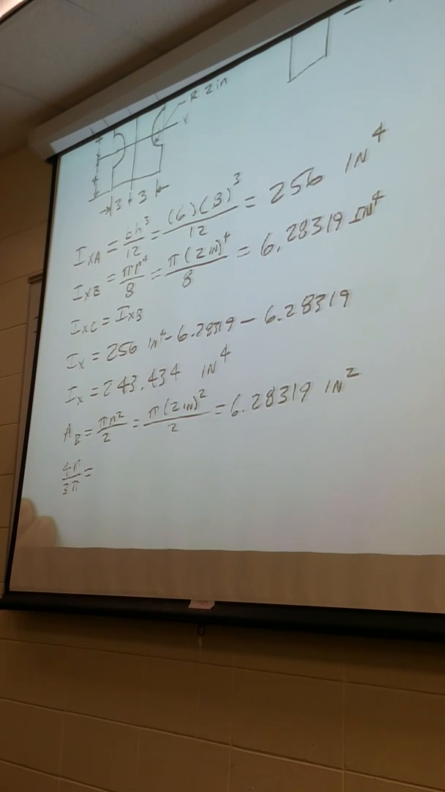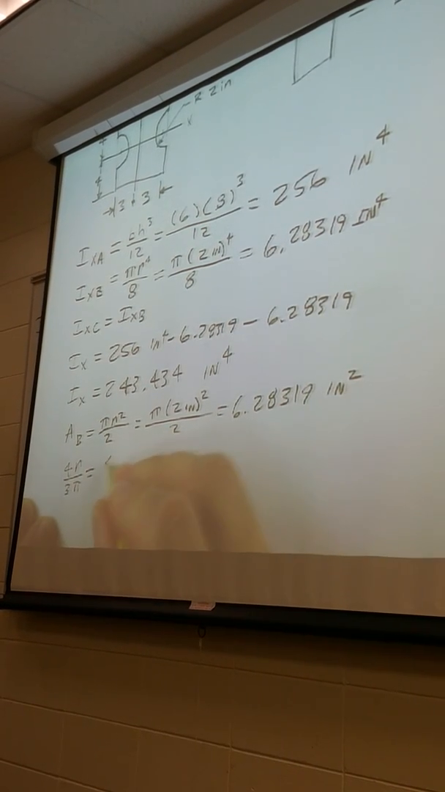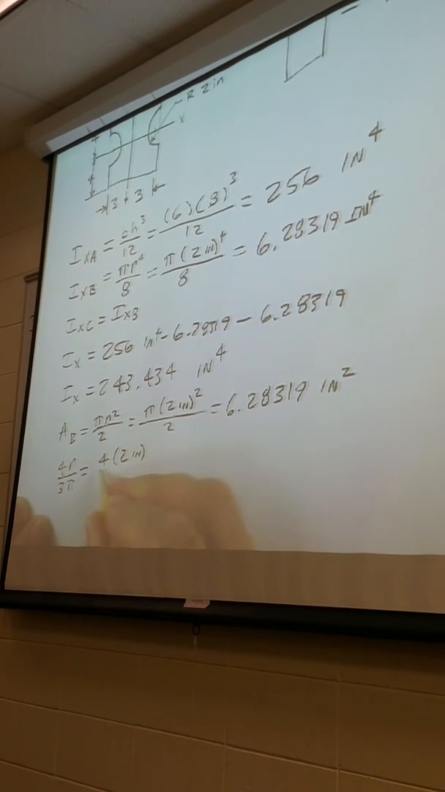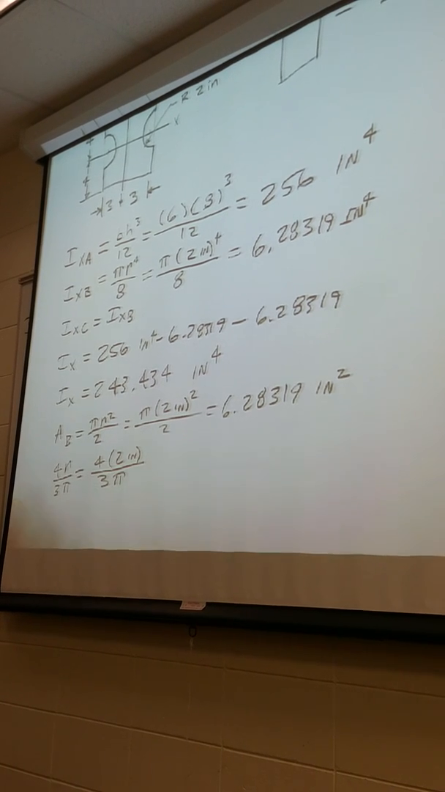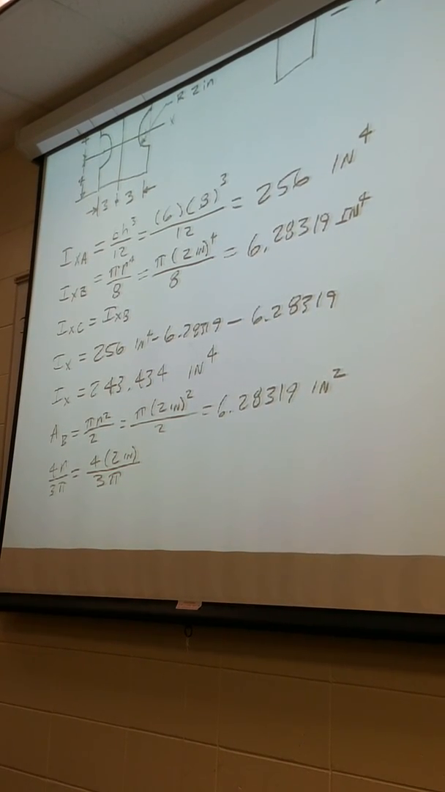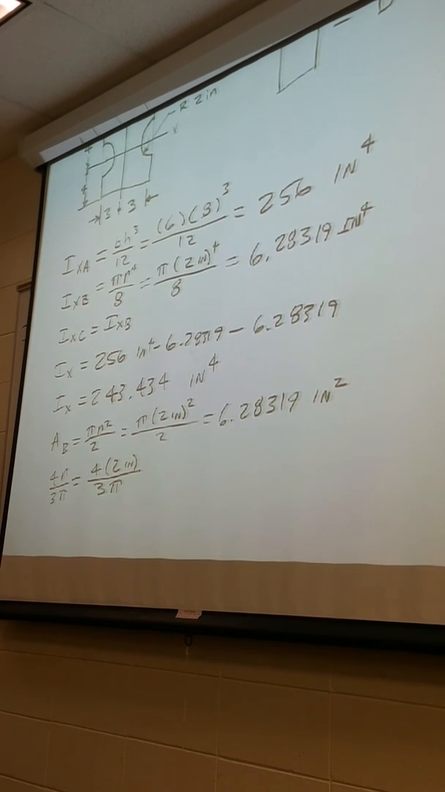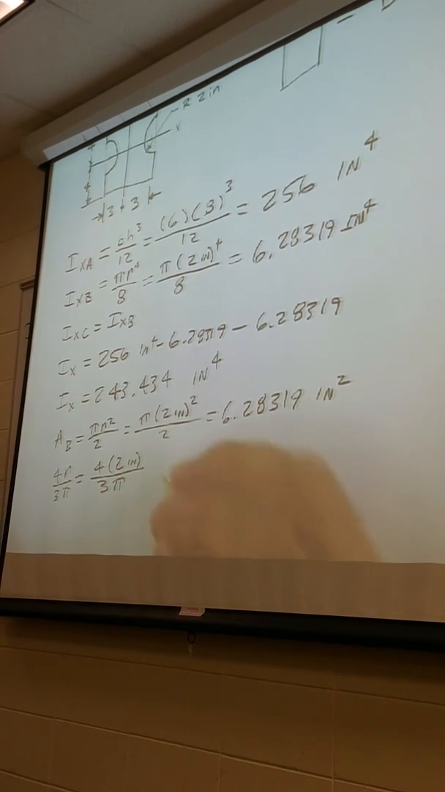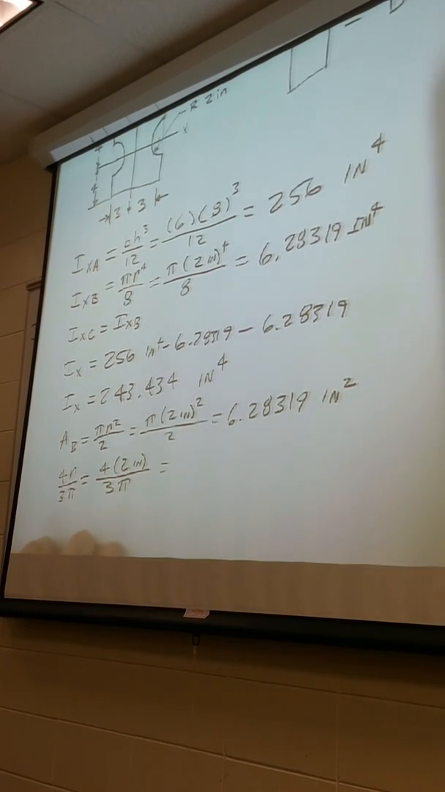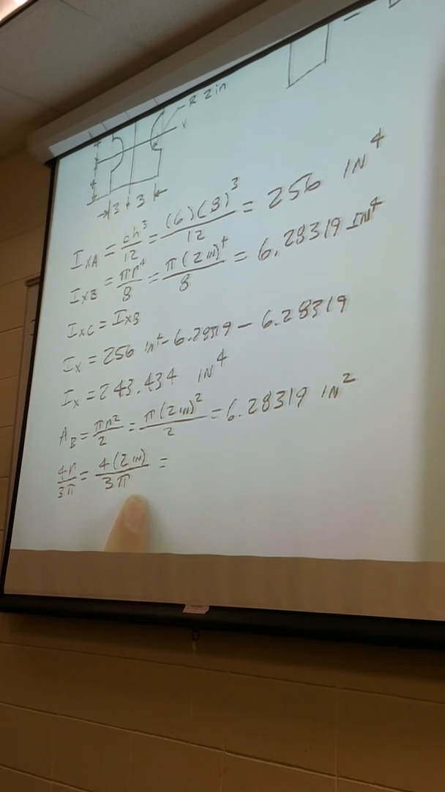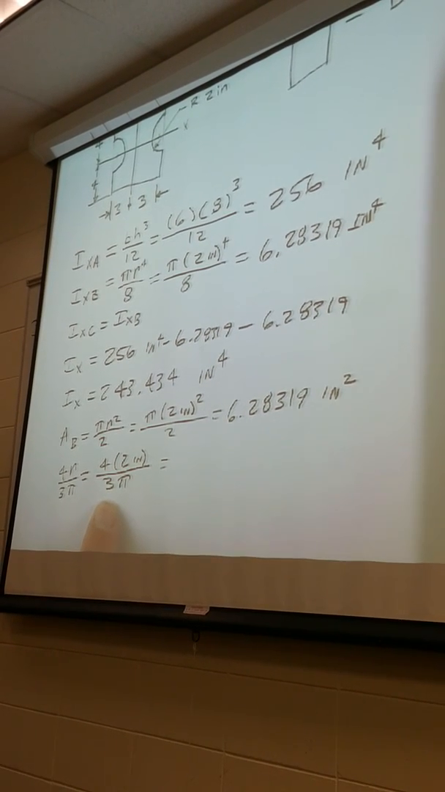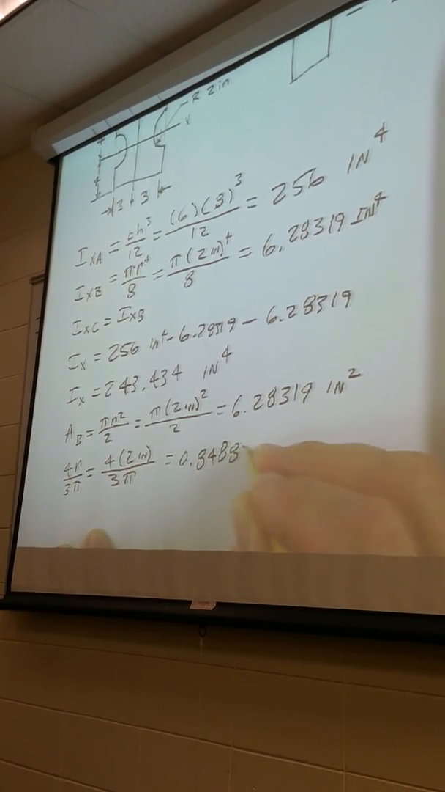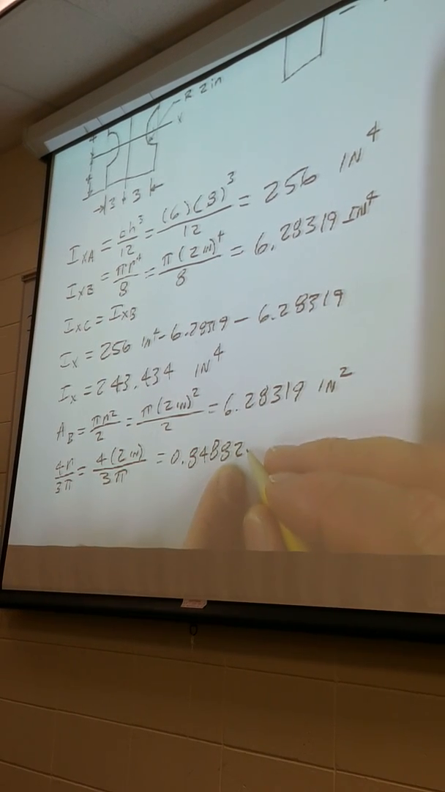Why do I use 4r over 3 pi? What's the purpose of that? What does that tell me? Center of the area. It tells me where the centroid of the semicircle is from the straight edge. So 4 times 2 is 8, divided by 3, divided by pi. 0.8488 6.